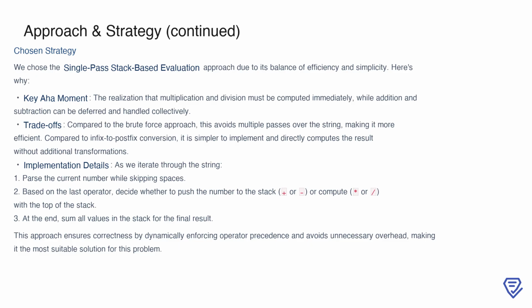To implement this, we iterate through the string, parsing numbers while skipping spaces. Based on the last operator, we decide whether to push the current number onto the stack or compute it with the top of the stack for * and /. At the end of the iteration, we sum all values in the stack to compute the final result. This approach dynamically enforces operator precedence and avoids extra overhead, making it the most suitable solution for this problem.